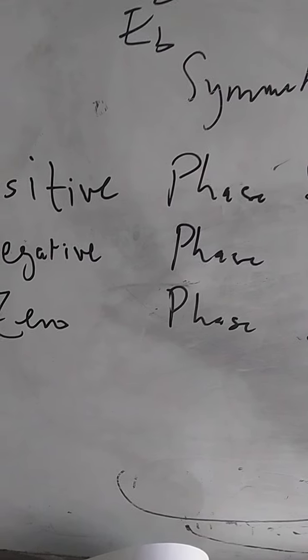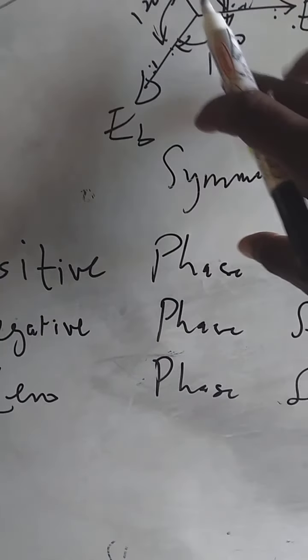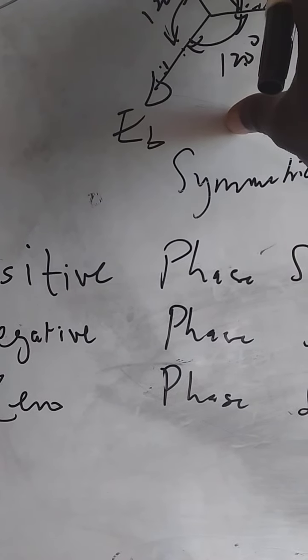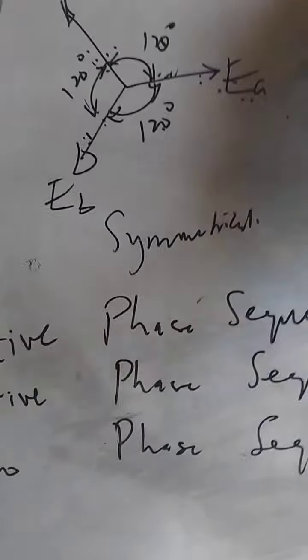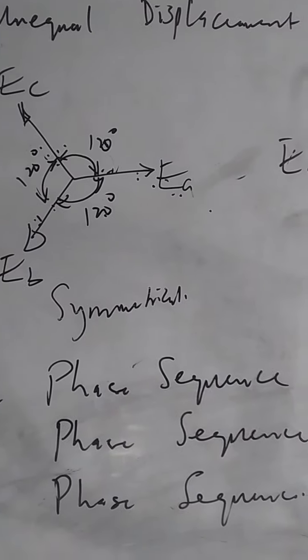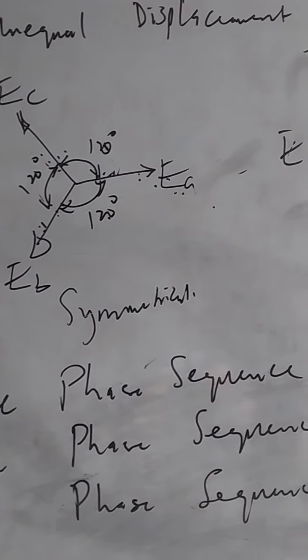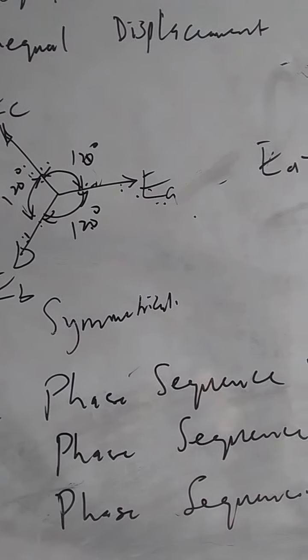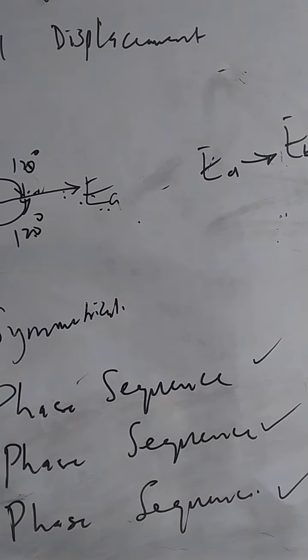With the positive phase sequence, you have the system as three equal phasors 120 degrees apart, which rotate anticlockwise in the sequence EA, EB, and EC. That is the positive phase sequence. That is one arrangement of symmetrical phasors.